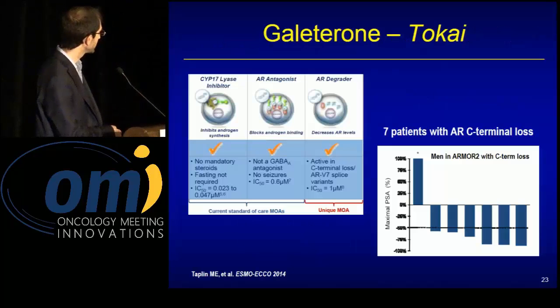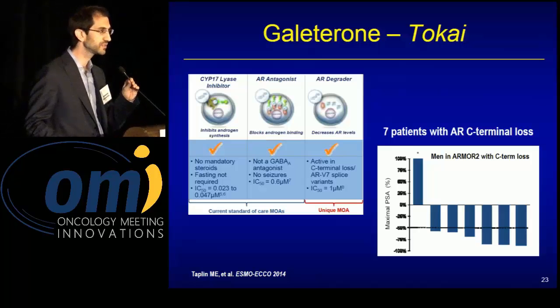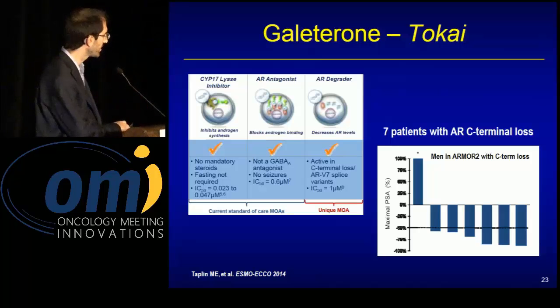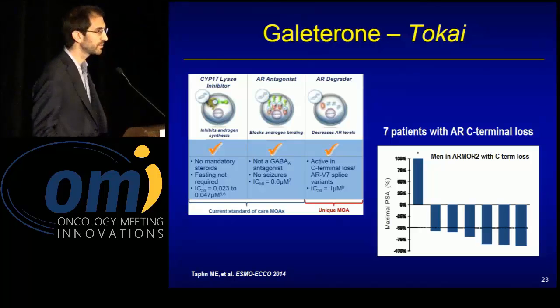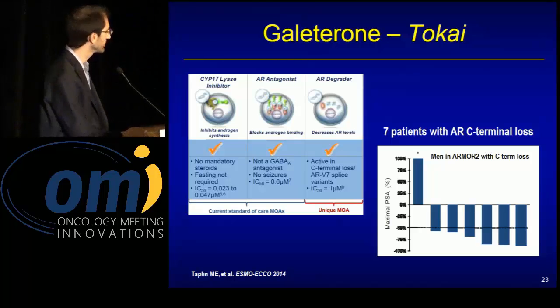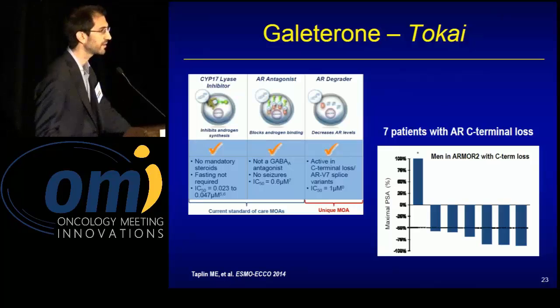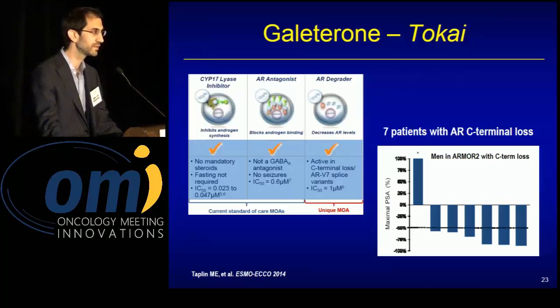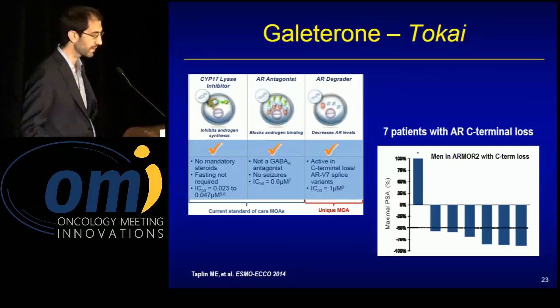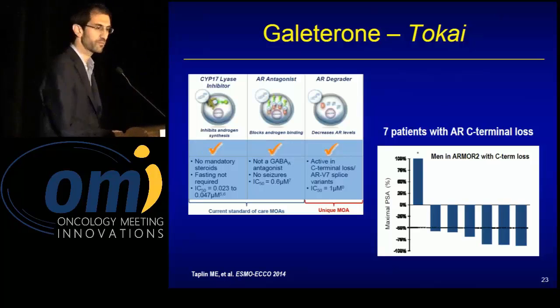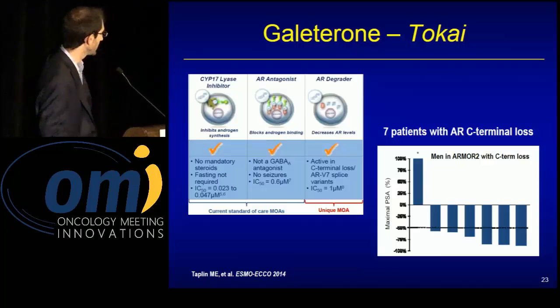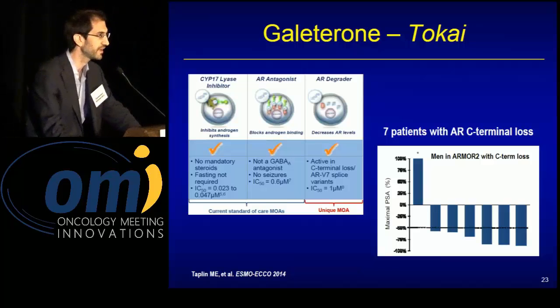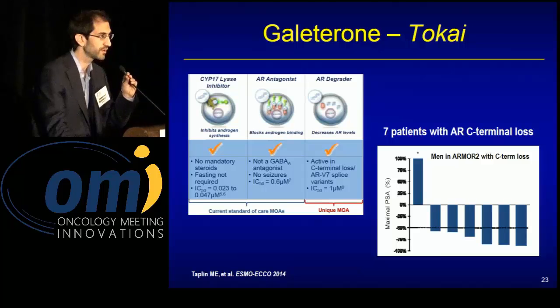So galeterone has 3 mechanisms of action: CYP17 lyase inhibition, like abiraterone and orteronel. Also has AR antagonism by blocking the ligand binding domain. And finally, a third mechanism, which is degradation of the AR protein. And it degrades not just the AR full length, but the AR variants, including AR-V7. And I'm not sure if Mary Ellen is still here, but Mary Ellen presented this data on 7 patients from the phase 2 galeterone experience.